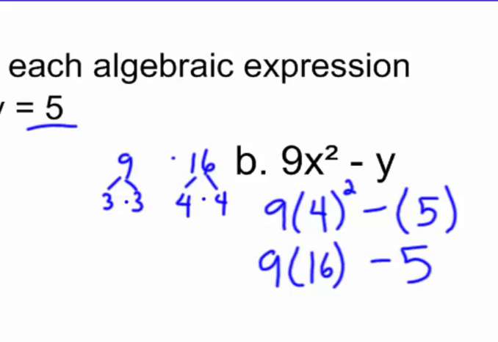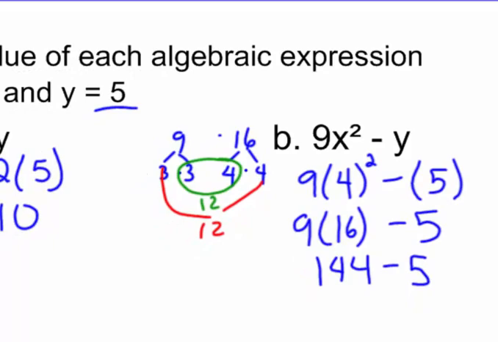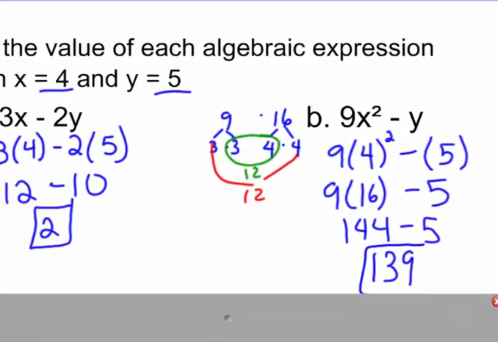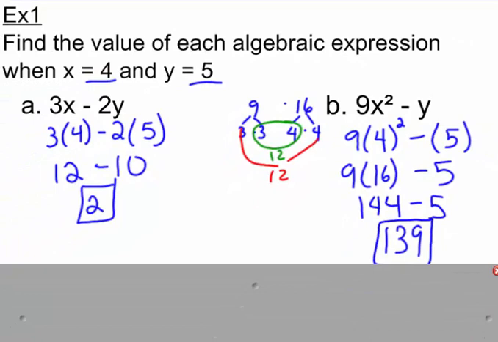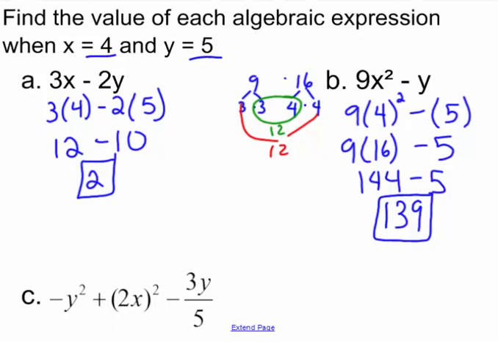And if I rearrange it, I can say, well, okay, I know 3 and 4 is 12. I know the other 3 and the other 4 is 12. 12 times 12, that's 144. I can do that. So I get 144 minus 5, which gives me 139. Looking at C, quite a bit more complicated than the other ones here.